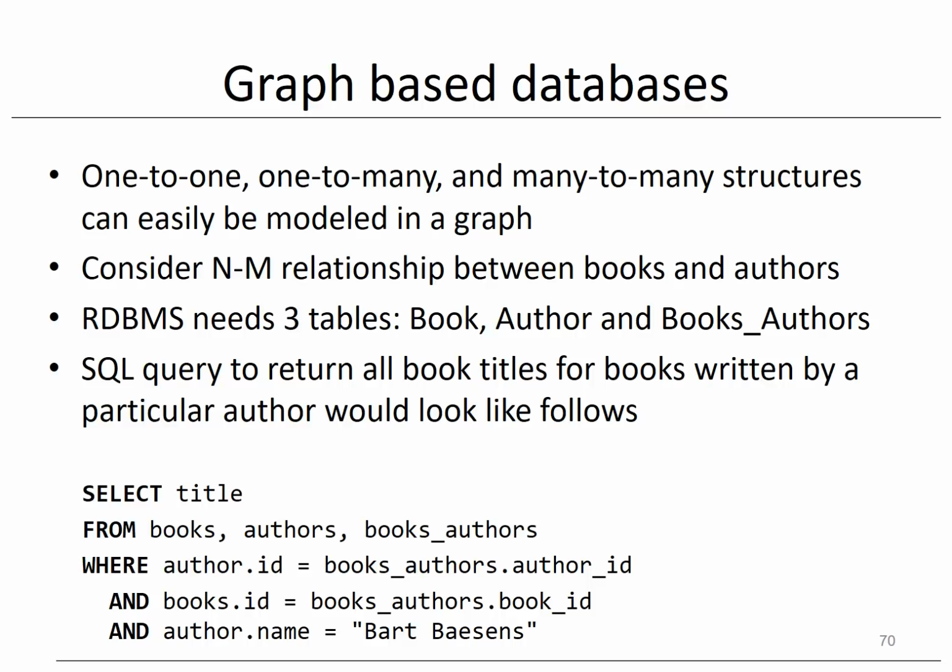That is, one-to-one, one-to-many, and many-to-many structures can easily be modeled in a graph-based way as well. Consider, for instance, books having many authors and vice versa. In an RDBMS, this would be modeled by 3 tables, one for books, one for authors, and one modeling the many-to-many relation. A query to return all book titles for books written by a particular author would then look as you can see at the bottom of my slide.